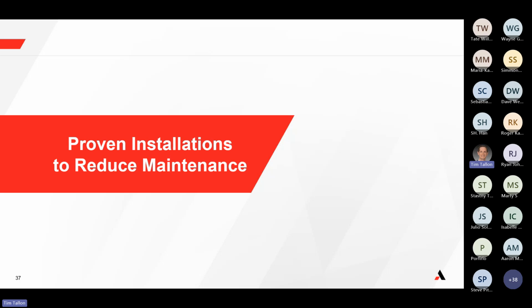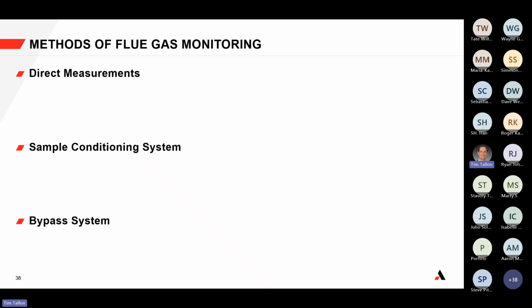After you choose the analyzer, how do you mount it? What are some proven installations that reduce maintenance? There are three that I'd like to share, three different methods for mounting flue gas analyzers, specifically in high particulate applications. The first one is direct measurements.